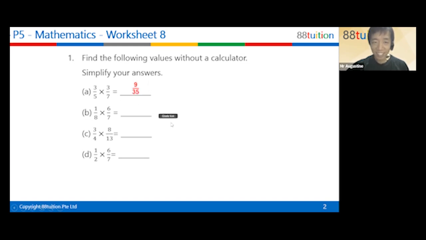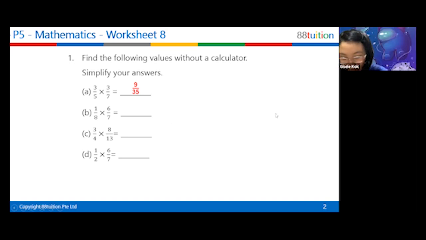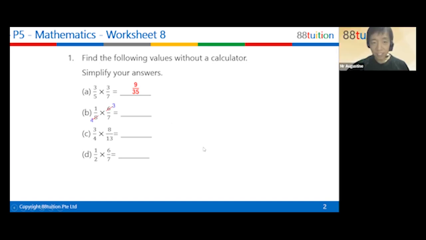So the first answer, as you can see, is 9 out of 35. The second answer, we can simplify this time. If you directly multiply, then you will have to simplify in the next step. But if you simplify first, before you multiply, you get the answer in the simplest form. So you can try both ways.